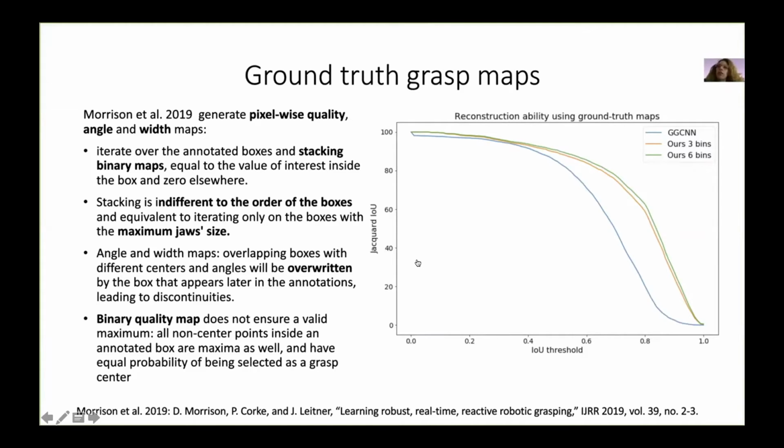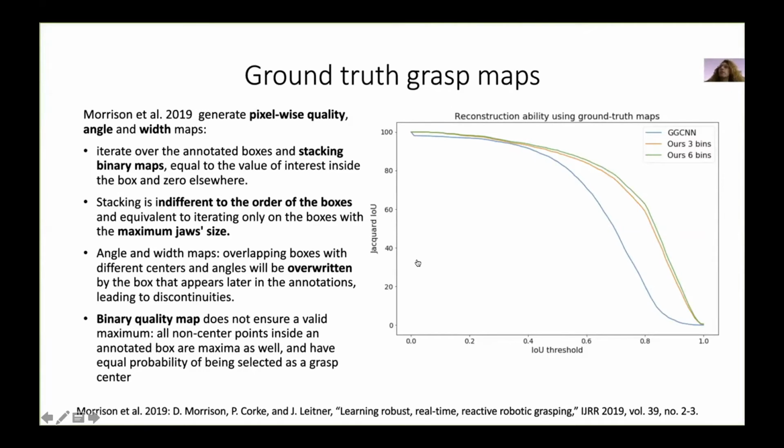And finally, they use binary quality maps that do not ensure a valid maximum, as all points inside the box can be considered as a possible grasping center. This means that even a hypothetical regressor cannot perfectly predict and reconstruct the annotated grasping maps, as you can see from the figure.